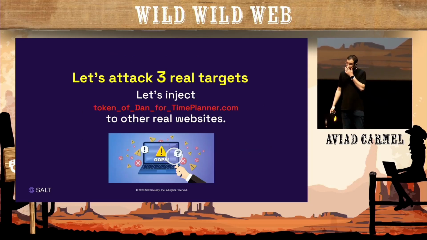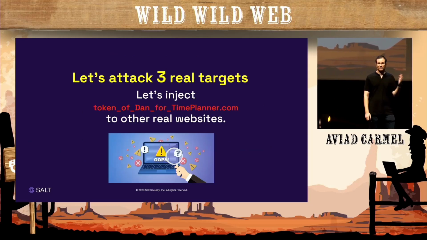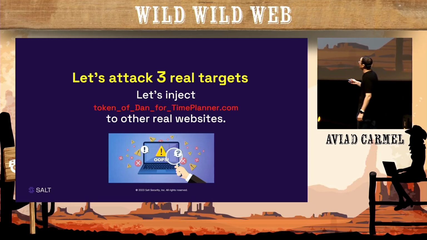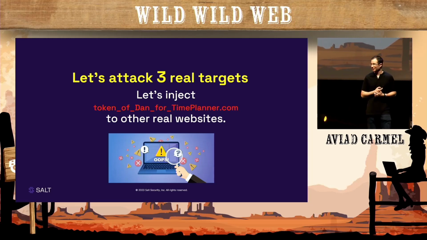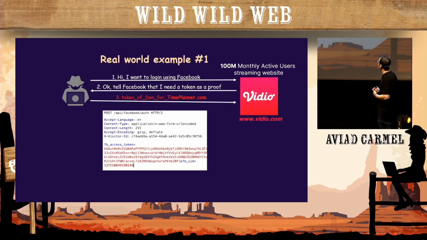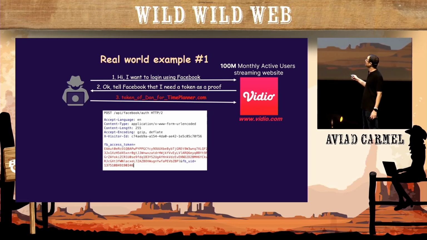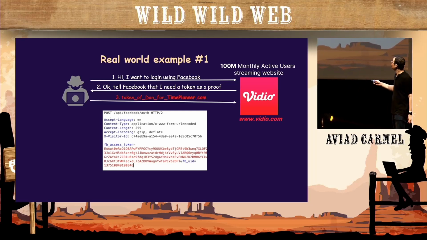So what we want to do is to take the token of Dan for timeplanner.com and inject it to other real websites. Now let's see if we can do that. The first target is video.com, and you can see this is the same flow like you saw with Time Planner, like you saw with my video, and the attacker wants to start to log in with Facebook. My video says, okay, I'll tell Facebook that I need a token as a proof, and the attacker sends a token from another website. Token of Dan for timeplanner.com.